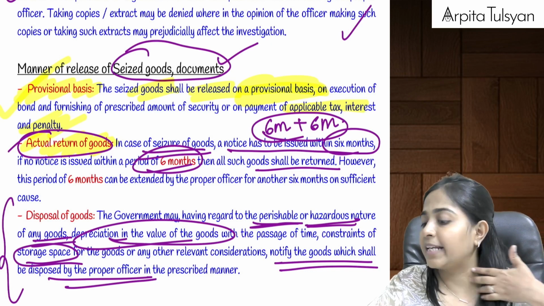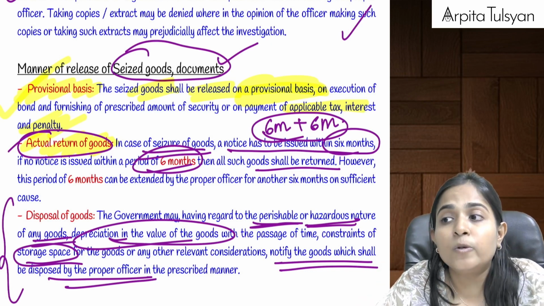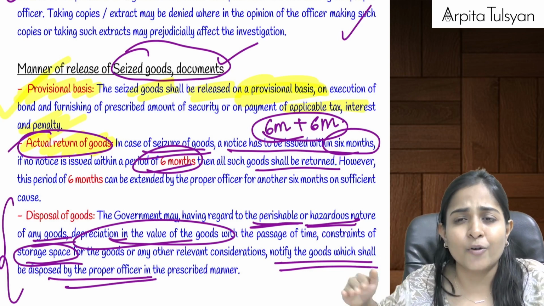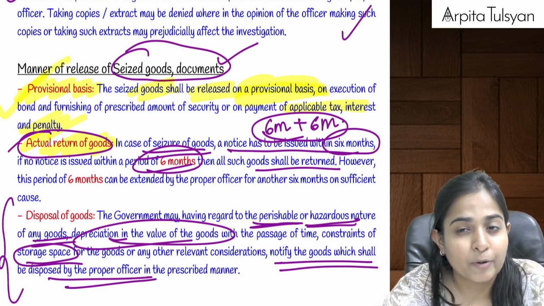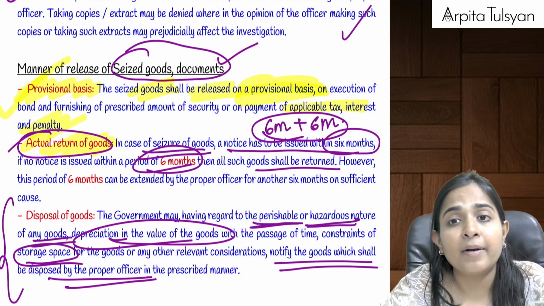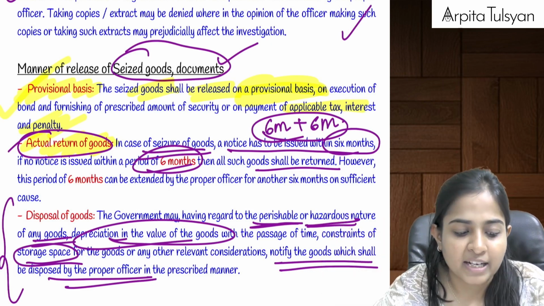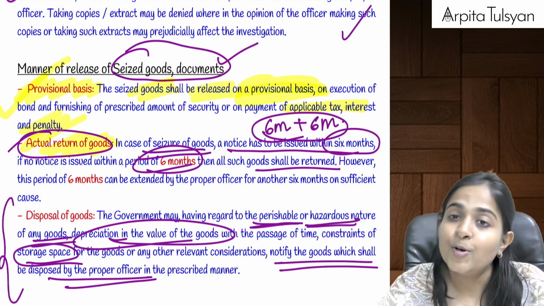Sometimes it can so happen that whatever goods have been seized are of perishable nature, or those goods' value is going to go on decreasing day by day, or they are hazardous. It is not safe to keep them, or the department has a space constraint. If it has a space constraint, then how do we keep it? Then the department has the power to sell it off.